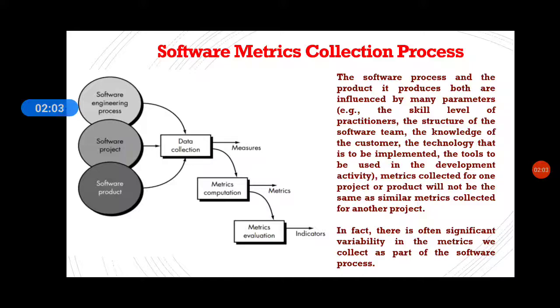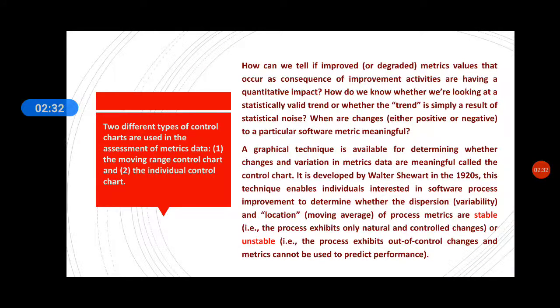Depending upon these parameters, metrics collected for one project or product will not be the same as similar metrics collected for another project. Hence, there is often significant variability in the metrics that we have collected as a part of the software process. There are two different types of control charts that are used in the assessment of metrics data. Those are the moving range control chart and the individual control chart.